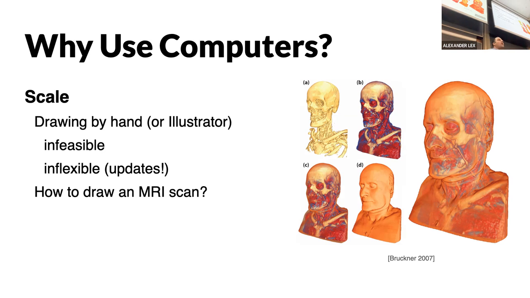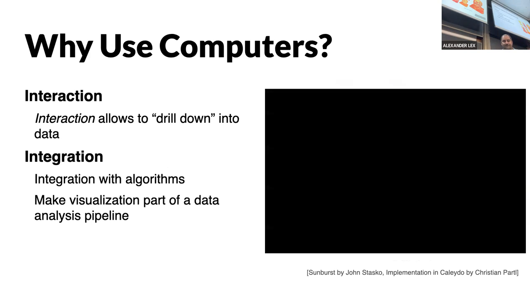So for example, drawing something by hand is pretty difficult, or in Illustrator, it might sometimes be infeasible. It might be inflexible. So for example, if I have streaming data or if I want to apply my chart to another data set, right? Of course, I want to use a computer program to generate my chart instead of drawing it. And then some things a computer simply can't do, right? Like how would you draw an MRI scan, right? You clearly need a computer to do that.